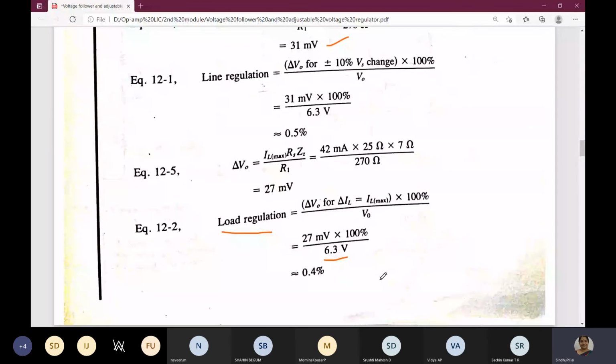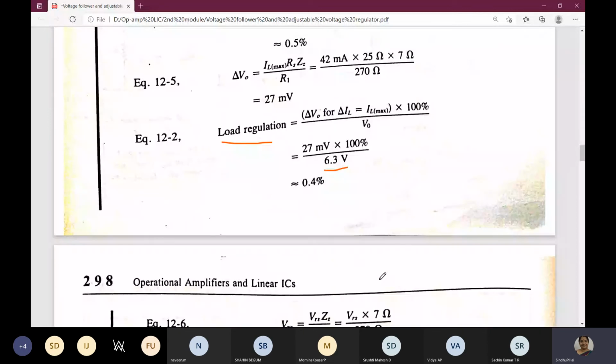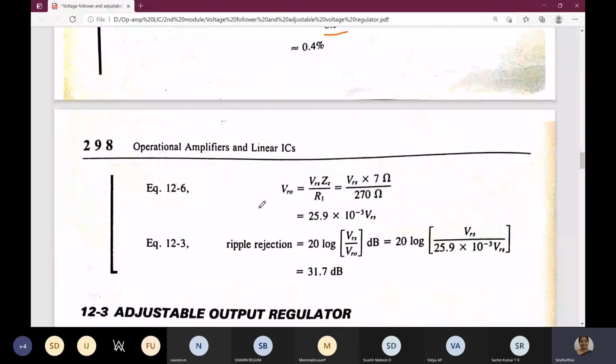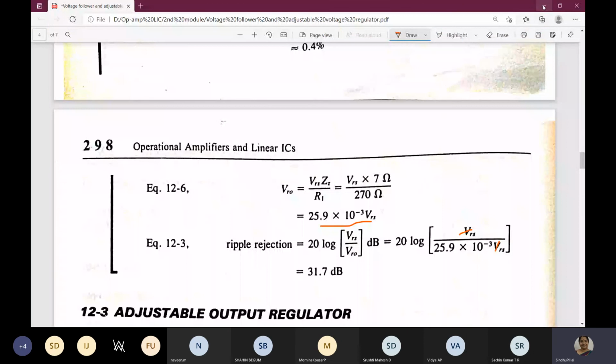Next, we have to know the ripple rejection. So what is the ripple rejection formula? VRS divided by Zz divided by R1. Then the next formula, putting it in the decibel law, VR0 by VRS, we will get 1%. See, VRS will cancel. This is about your three important parameters.